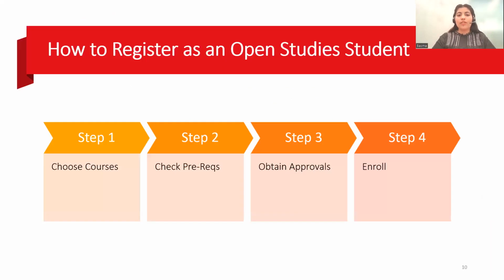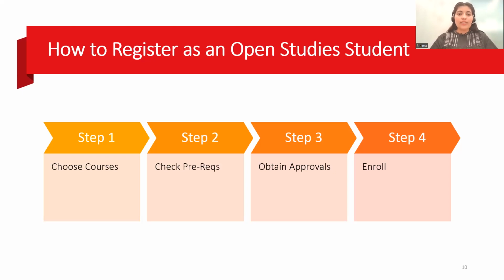There are essentially 4 steps in Open Studies registration, and these are pretty much the same steps that a student who has been admitted into a degree program would be following as well. A few differences here and there, especially in step 3, which is obtaining approvals, which I'll get into in detail. But the 4 steps are: number 1, choosing your courses; number 2, checking the prerequisites for your courses; number 3, obtaining approvals; and lastly, enrolling in the courses that you need.